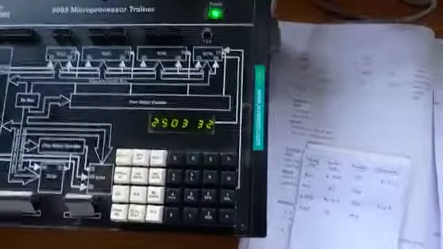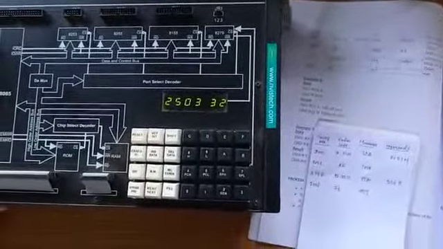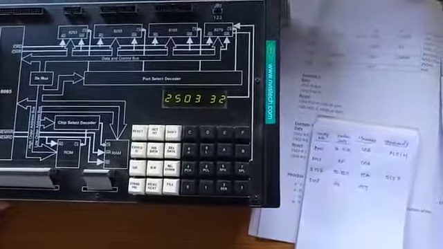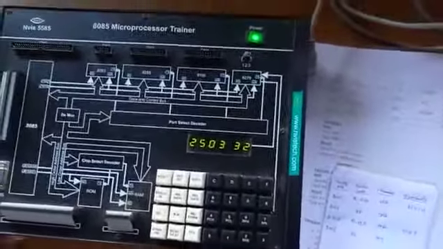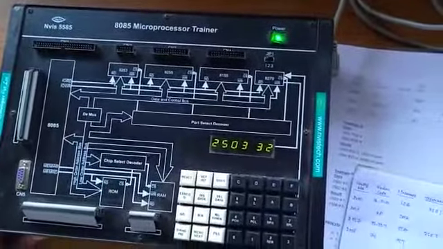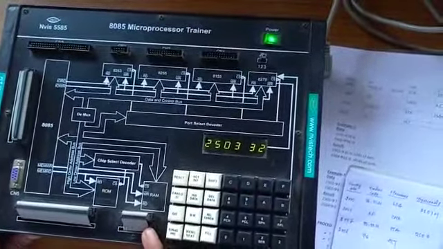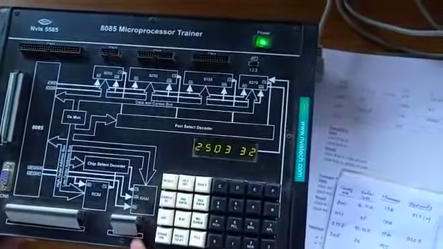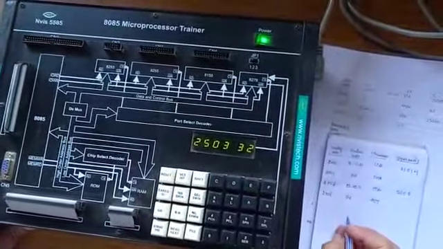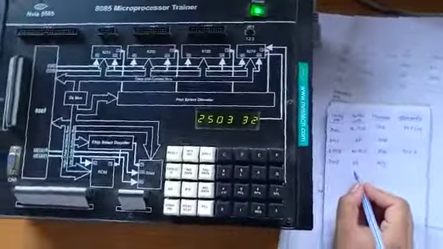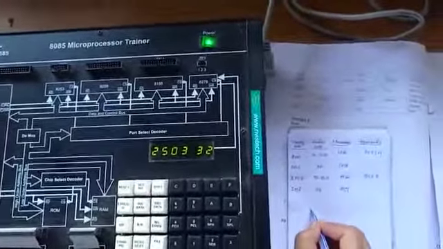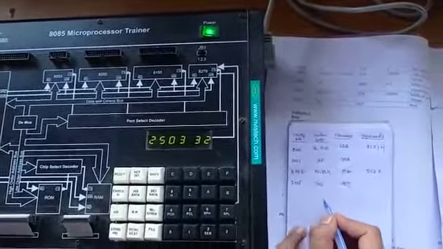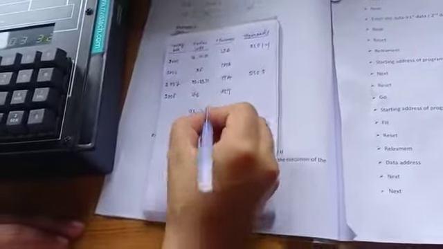Hello student, in today's class we are going to learn about the next experiment, that is to write an assembly language program for 1s complement of an 8-bit number using 8085 instruction. So first we have to take the data, that is 96. Now find the 1s complement of this 96.